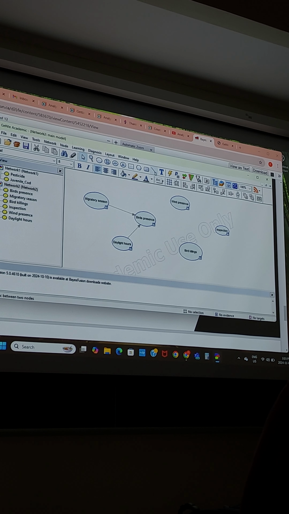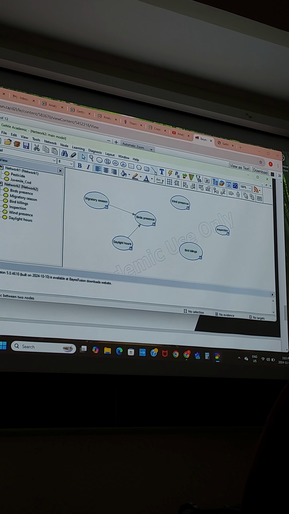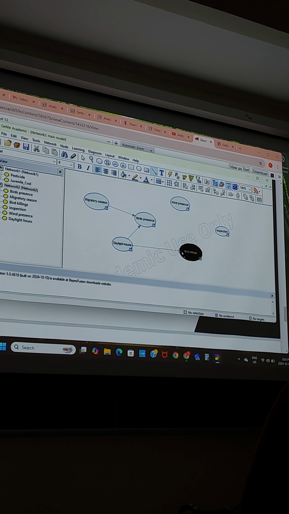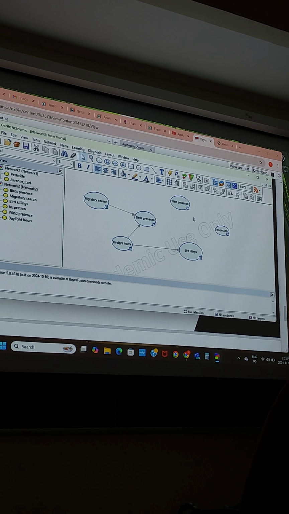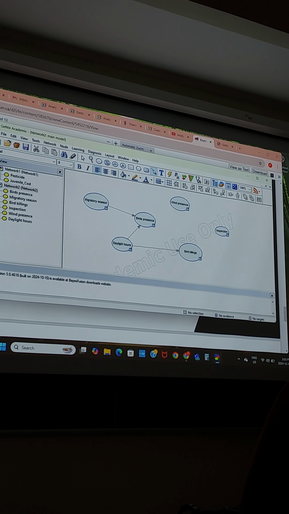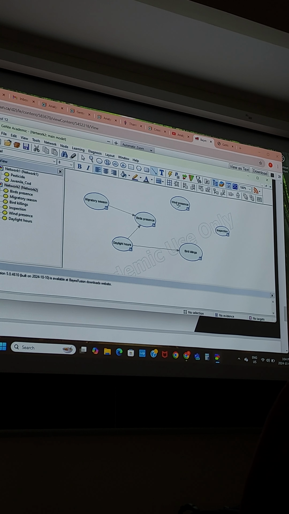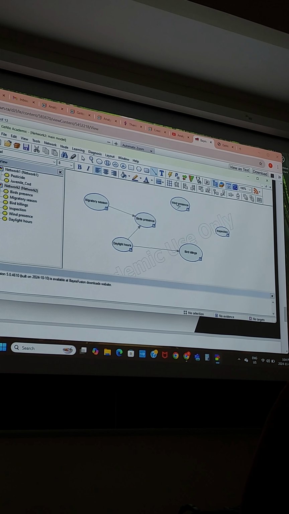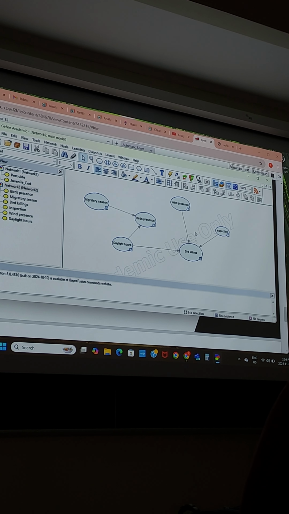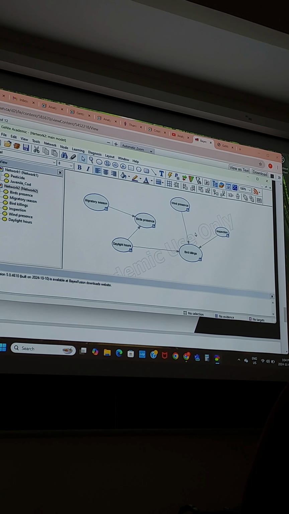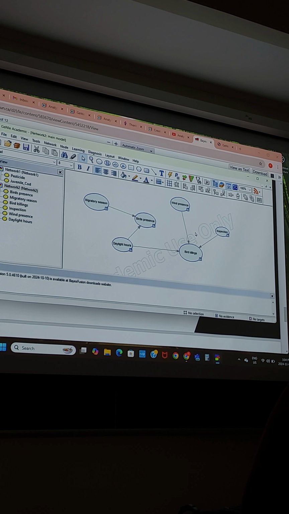Wind presence to bird killings. Daylight hours also feed into bird killings? Yes. Okay. And then wind presence to bird killings. Bird killings, yeah. And then inspection is feeding into bird killings. Now this is a little complex, not as complex as you would expect it to be.